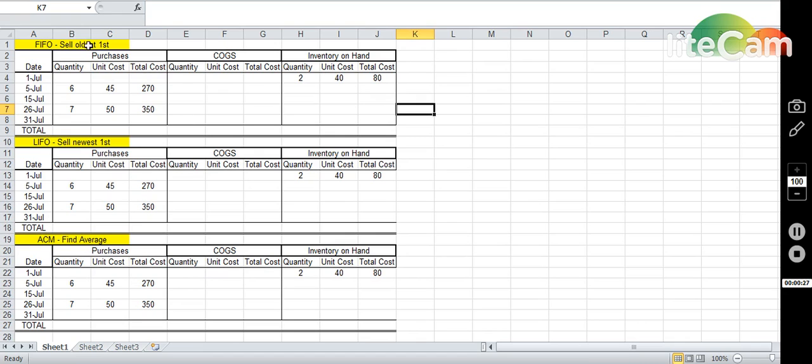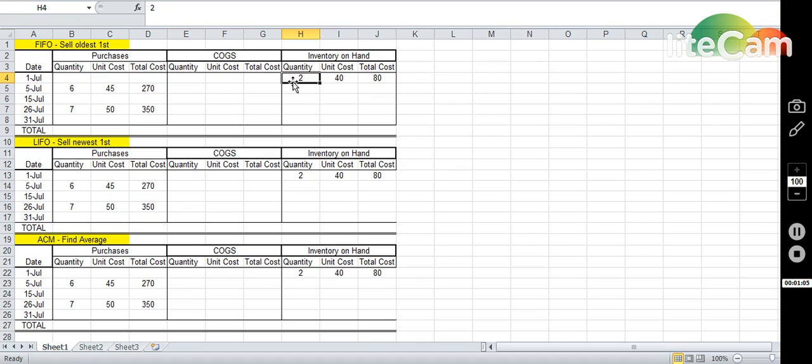In our tables, we have three sections, one for purchases, one for cost of goods sold, and one for inventory on hand. Purchases will show every time I buy inventory to sell. My cost of goods sold will show me every time that I sell inventory. And my inventory on hand shows me what we have left of our inventory.